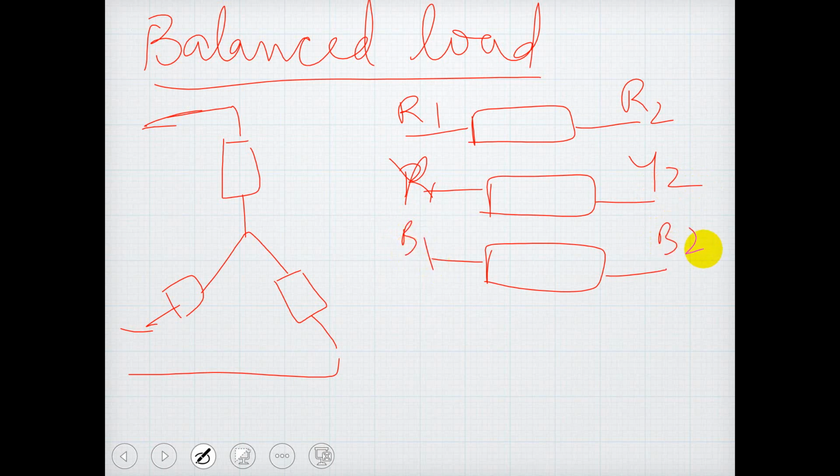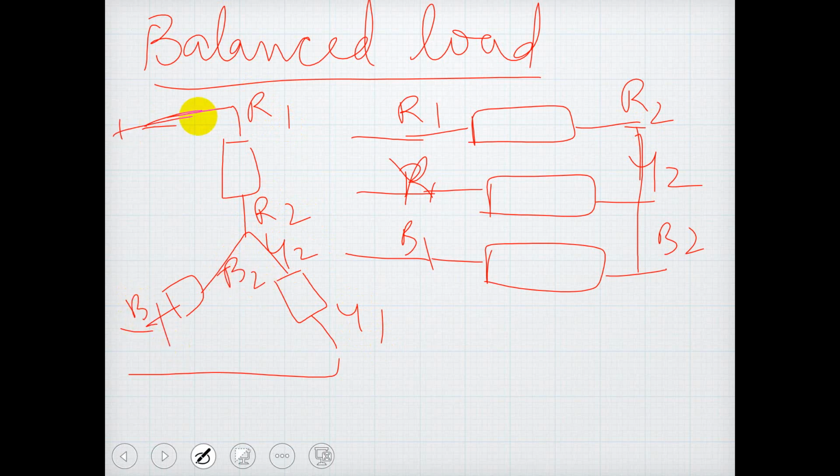In star, all the ends are shorted here, and one of the leads of each is taken out to the system. So this is R1, this is R2, this is Y1 and this is Y2, and this is B2 and this is B1. This is the R phase, B phase, and Y phase. All the common ends, that is the suffix 2, are connected, and the other one is given to the supply.